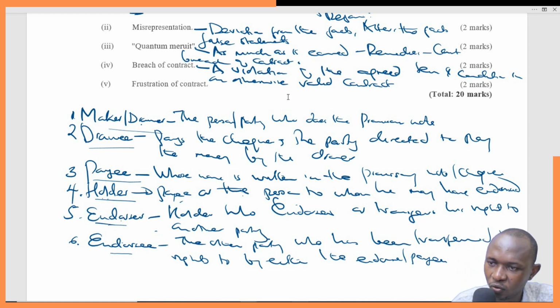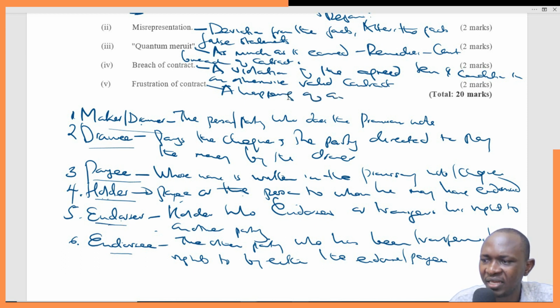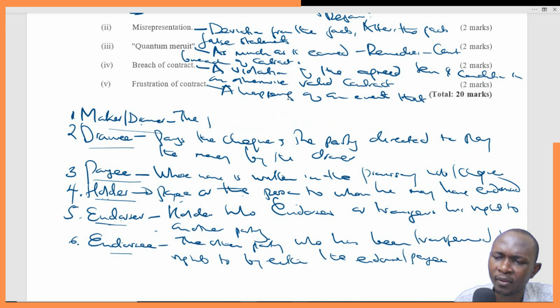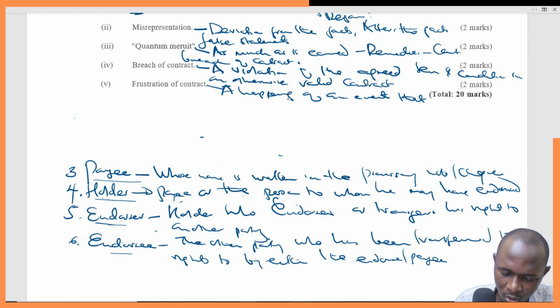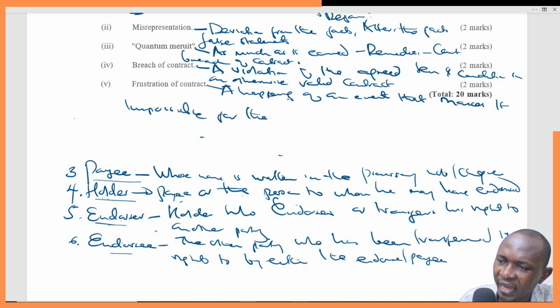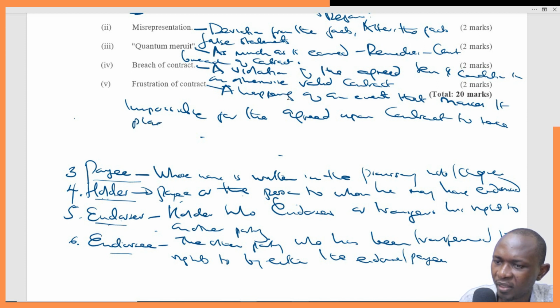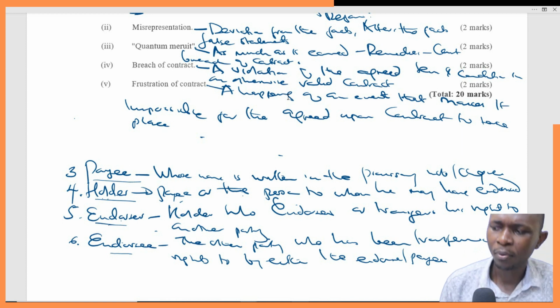Then frustration of contract. This is where something happens, the occurrence of an event that makes it impossible for the agreed upon contract to take place. The occurrence of an event that makes it impossible for the agreed upon contract to take place.